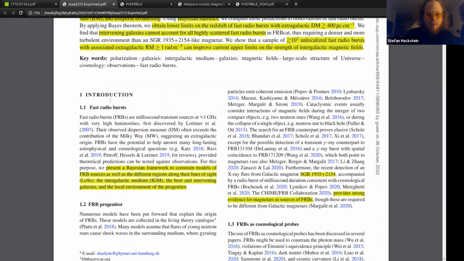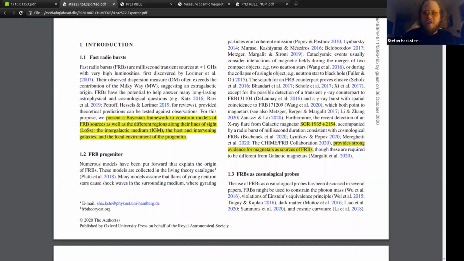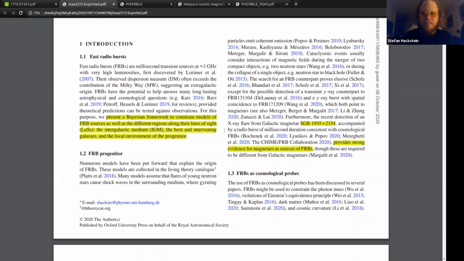So, as I said, we are presenting here a Bayesian framework, a method which considers all of the different regions along the line of sight. So we consider the intergalactic medium, of course, we are interested in this. We account for the host as well as intervening galaxies, as well as the local environment of the progenitor, so the circumburst environment. For the FRB progenitor, since the observation of SGR 1935 this summer, this provides very strong evidence for magnetars as sources of fast radio bursts. And in this work, we are assuming magnetars as the only source of fast radio bursts.